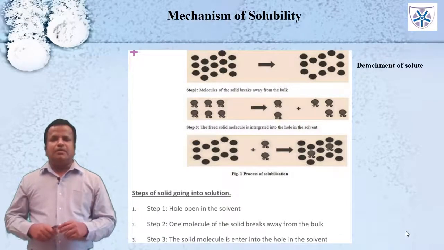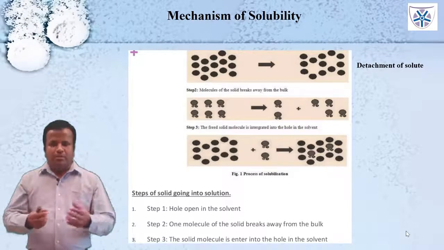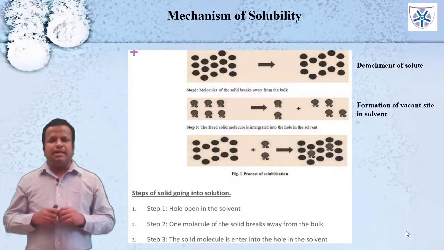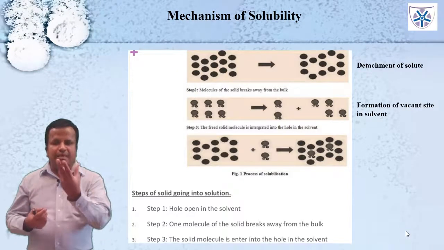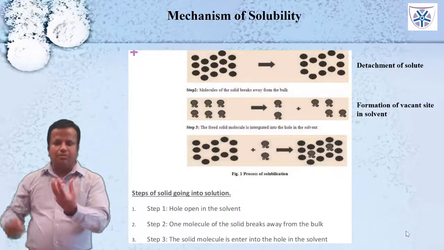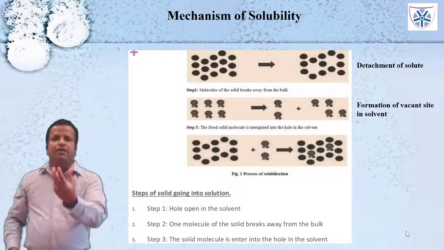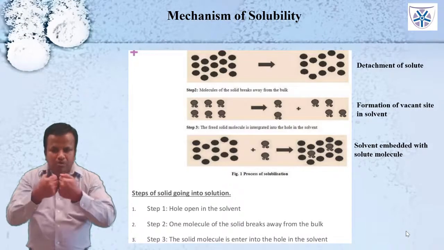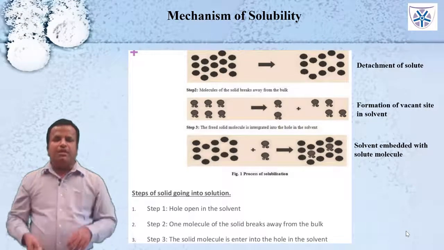The first one is, as soon as you add the solute, there will be detachment, that means dispersion starts. The second, the solvent will create a vacant site for the incoming solute group. The solute compound will come and occupy, and for that the solvent will produce the vacant site. After that, the solvent is embedded with the solute molecule, and then it will produce the solution.